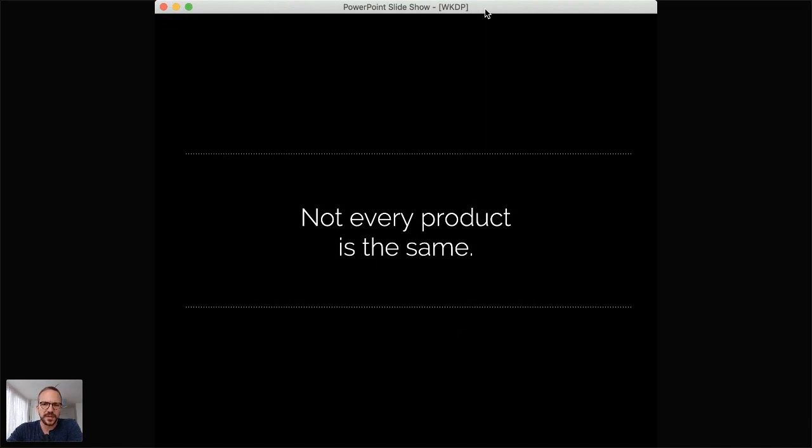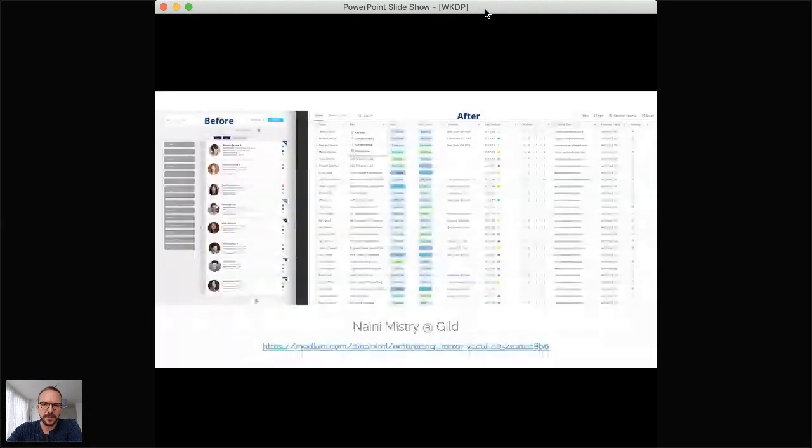And I'm going to show you an example of how not every product is the same. This was actually part of a Medium post that product designer Nini Mystery, who works for Guild, put up, I think, a few years back. Basically, she showed two comps of the product she was working on, a before and after. The before, on the left, was a really clean, modern, sophisticated type of experience, which you might even associate with the Google example before. Very clean, a lot of white space. So there was a low incidence of Horror Vacui.